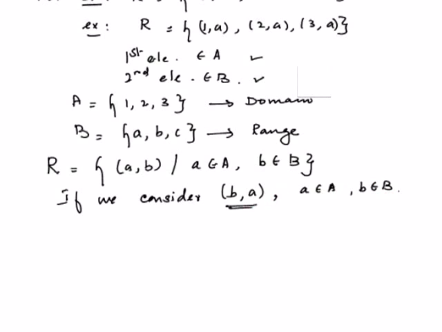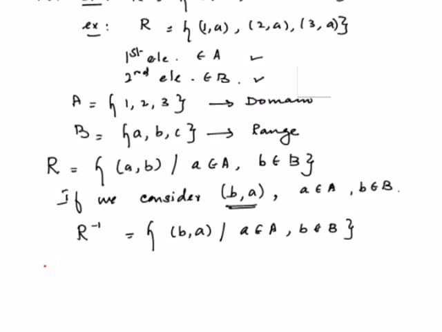But if we consider (b, a), then such a relation is denoted by R inverse, or we call it the inverse relation, and it is equal to the set of all (b, a) such that a belongs to A and b belongs to B.